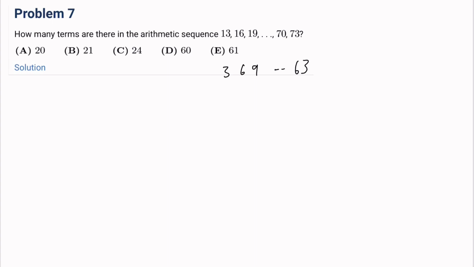And now let's divide by 3, because that would also keep the number of terms constant. 1, 2, 3, all the way to 21. That would give us easily 21 terms. The answer is B.